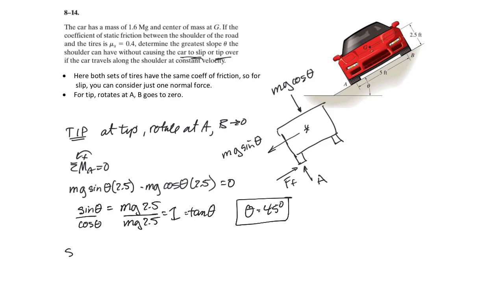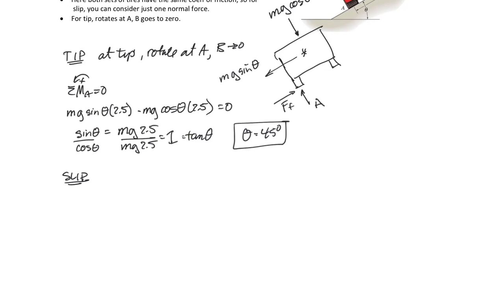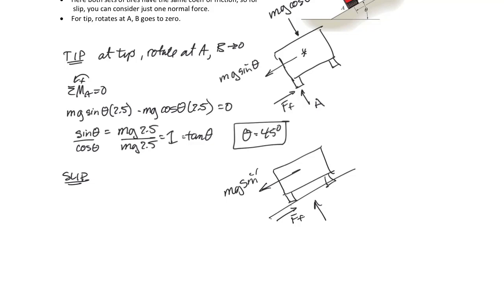How about the slip? The slip condition happens. Let's draw another free body diagram. So I'll get a little free body diagram here. In this case, again, the normal force can be anywhere. It doesn't have to be at the point of rotation. It's just normal like this. There's going to be a force of friction that applies to both tires. You're going to have mg sine theta and mg cosine theta, the normal force.